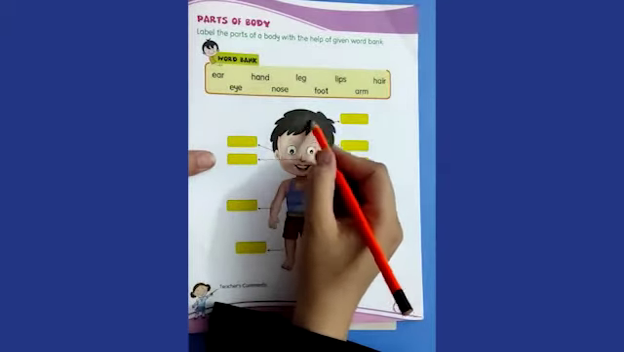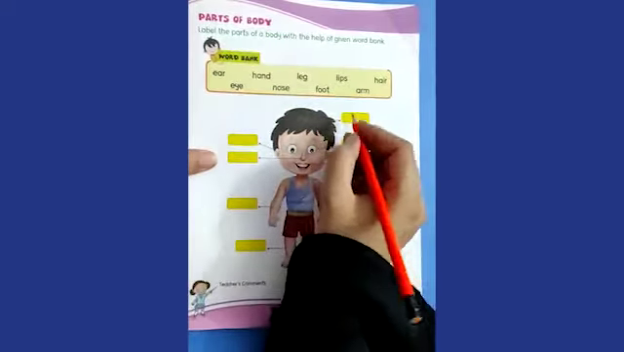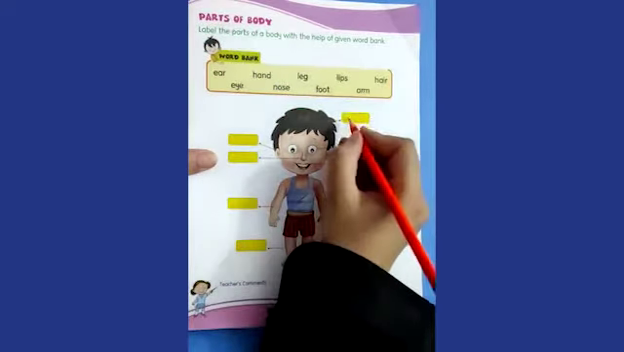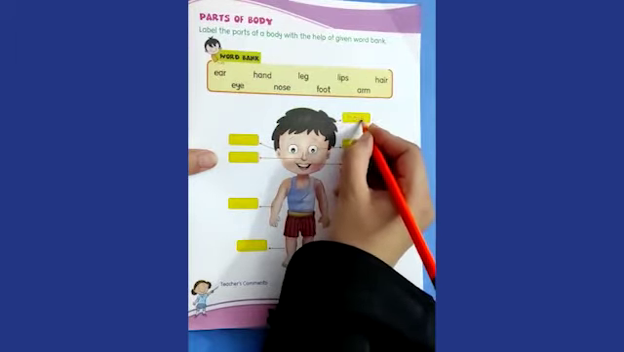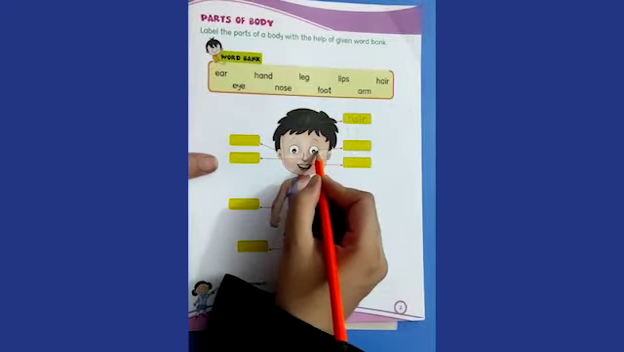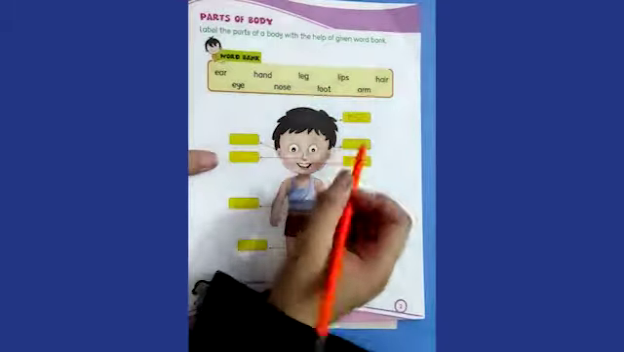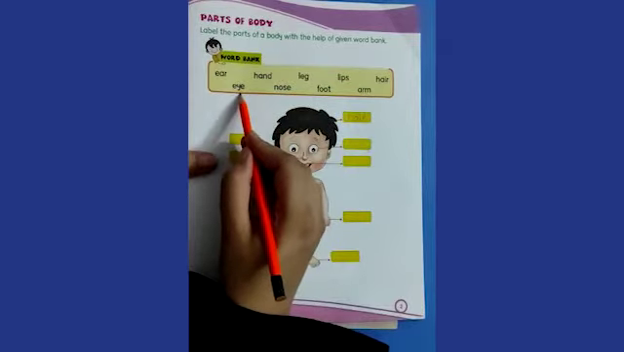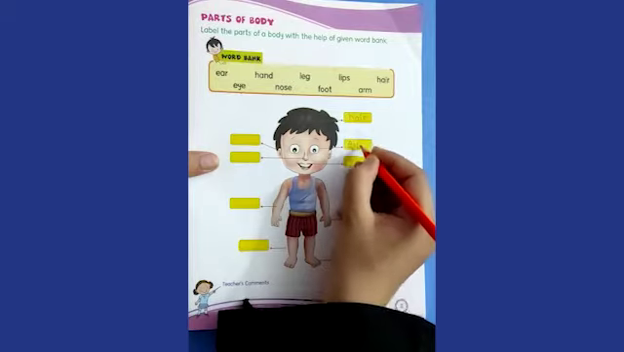What is this? Hair. This is hair. Okay, what is this? This is eye. Where is eye? It is eye. Eye.